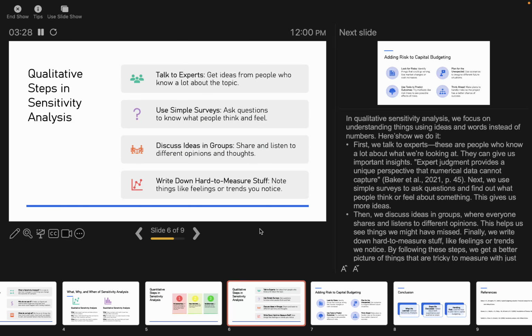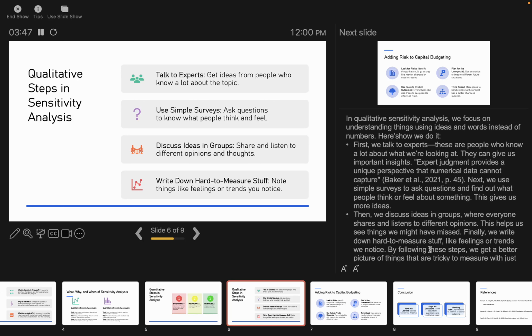Qualitative steps in sensitivity analysis. In qualitative sensitivity analysis, we focus on understanding things and using ideas and words instead of numbers. Here's how we do it. First, we talk to experts. These are people who know a lot about what we're looking at, and they can give us important insights.